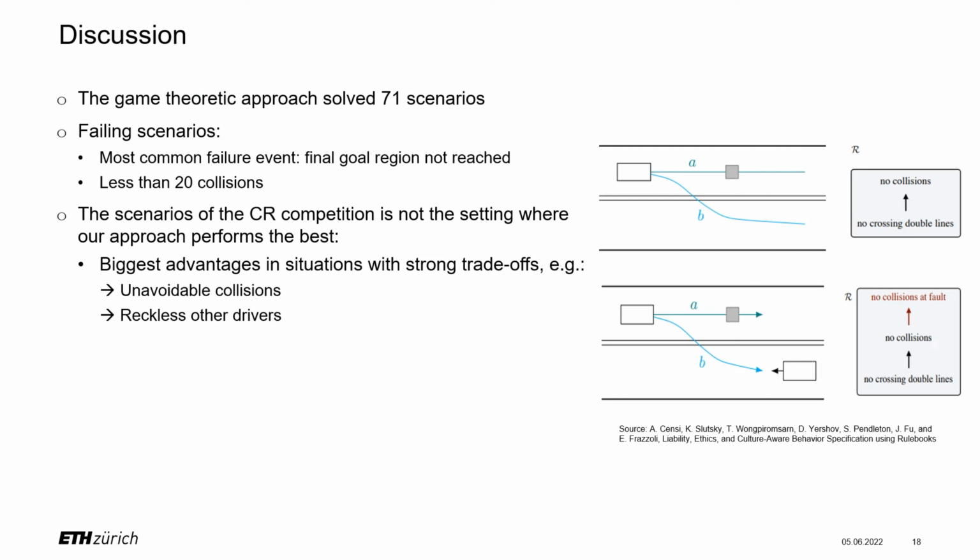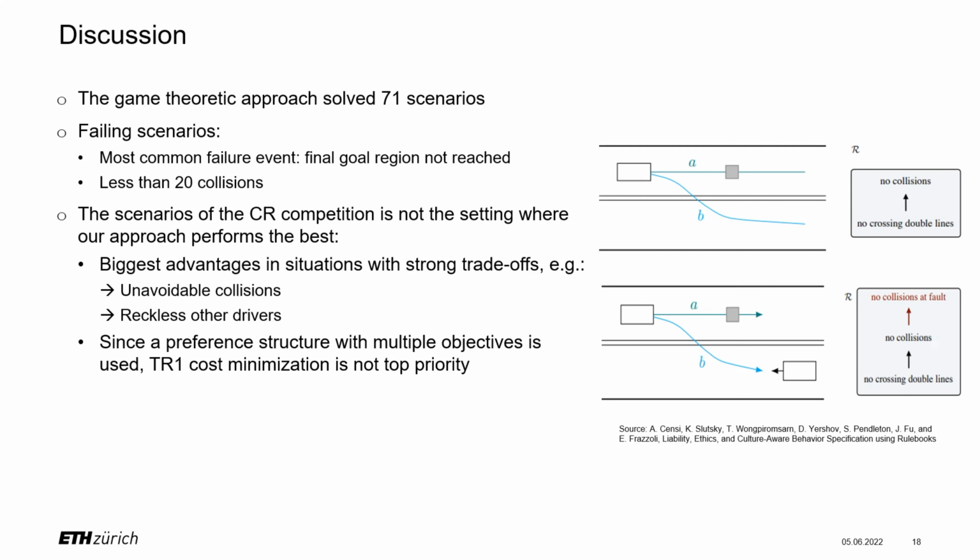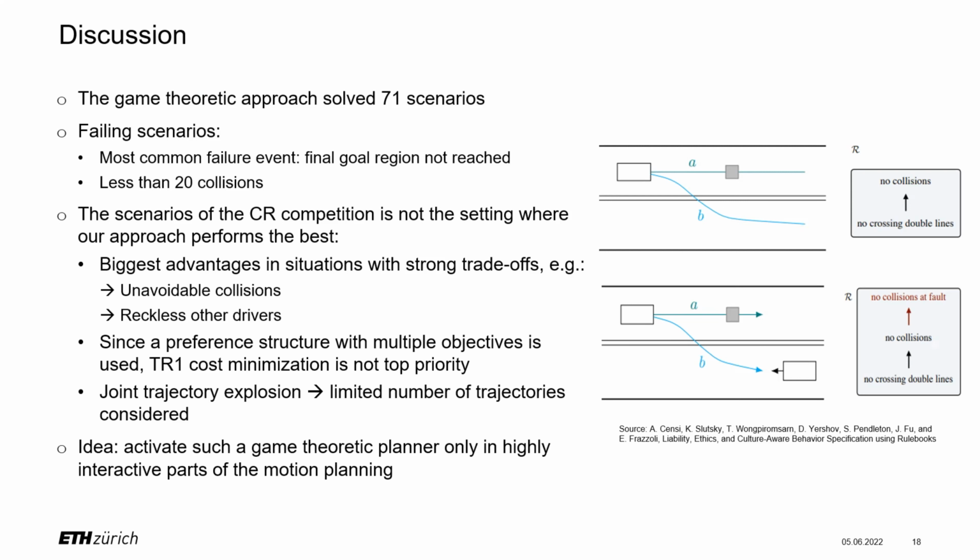So this is more the kind of decision-making setting which is highly suitable for our method and maybe is not that common in this kind of scenarios. Also, since a preference structure with multiple objectives is used, the tier 1 cost minimization is not the top priority. And again, there is this joint trajectory explosion problem, so we just consider a limited number of trajectories, both for the ego and for the other vehicles. A possible idea could be to activate such a game-theoretic planner only in highly interactive parts of the motion planning, and elsewhere use another type of planner.